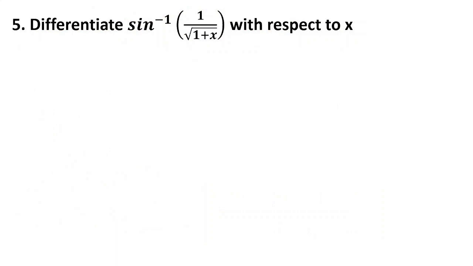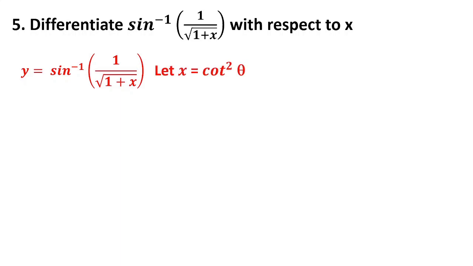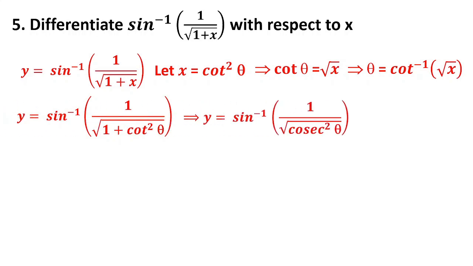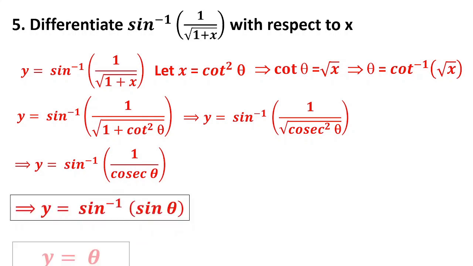Differentiate sin inverse of 1 upon square root of 1 plus x. Little bit tricky question. Here, you can start with the substitution in any other fashion, it can be done. You can take x is equal to cos 2 theta and you can do also. But suppose when you take sin inverse, I want cosecant inside or sin inside. Therefore, I take the substitution as x is equal to cot square theta because 1 plus cot square is cosecant square. Cot theta is root x, therefore theta is equal to cot inverse root x. Therefore, sin inverse of 1 upon root 1 plus cot square, that is sin inverse of 1 by cosecant theta, which is nothing but sin inverse of sin theta.